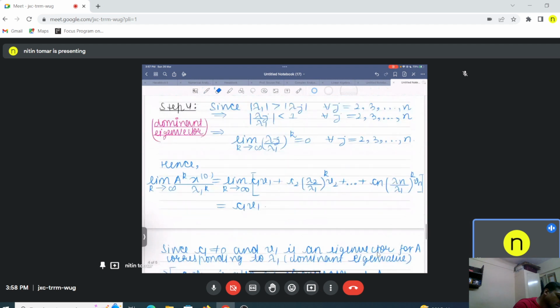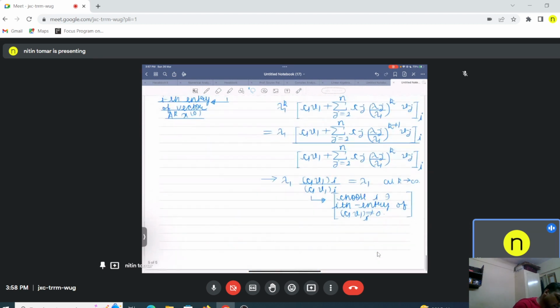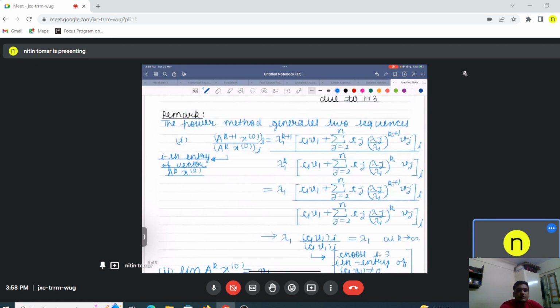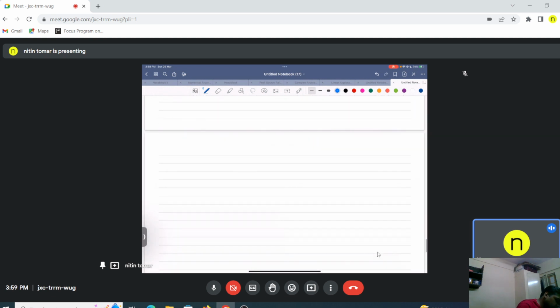And another sequence is this sequence, right? And the second sequence is this, which goes to v1. So we have two sequences. First, it converges to the dominant eigenvalue, and once we have the dominant eigenvalue lambda 1, using that we have another sequence which goes to the eigenvector corresponding to the dominant eigenvalue.